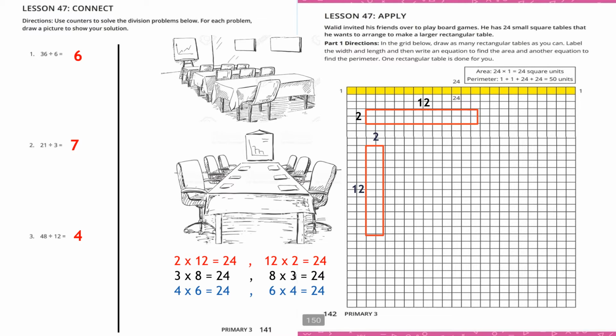The next one, 3 times 8. So we will have 3 rows and 8 columns. Here we will switch them: 8 rows and 3 columns, like this. 3 rows times 8 columns and 8 rows times 3 columns. The last one, 4 times 6 and 6 times 4. So 4 rows times 6 columns and 6 rows times 4 columns.